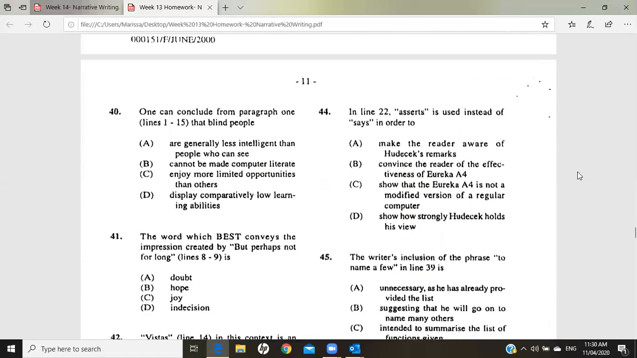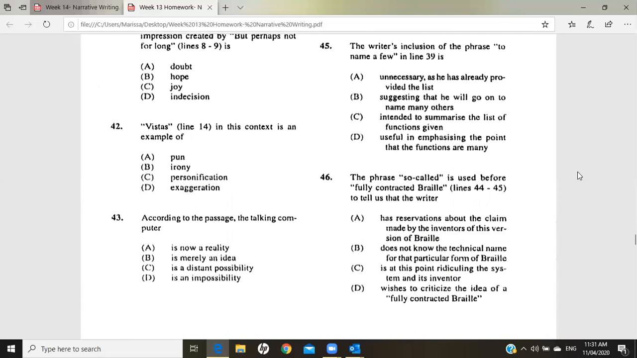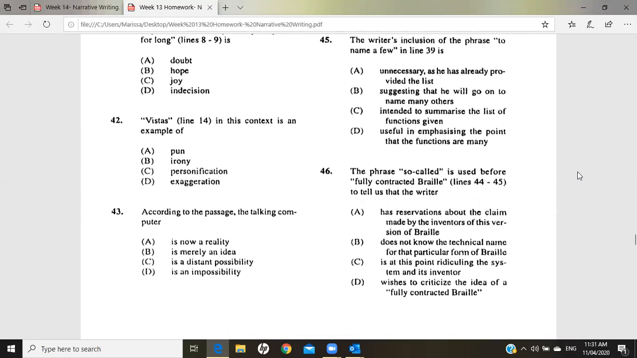Very good. 40 says, one can conclude from paragraph 1 that blind people are what, Rihanna? See, yes, they enjoy more limited opportunities than others. Good. 41 says, the word which best conveys the impression created, but perhaps not for long, is what, Jolan? B? Yes, hope, because now there is hope that blind people could use this computer that was created especially for them.